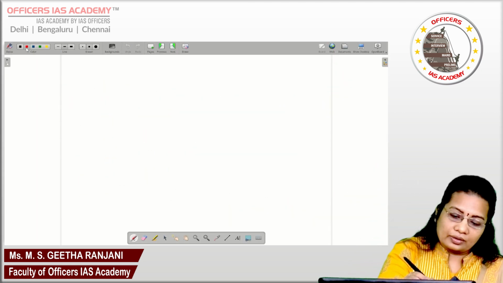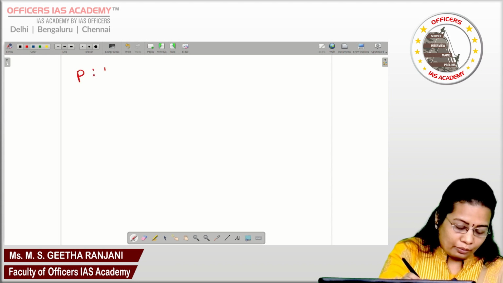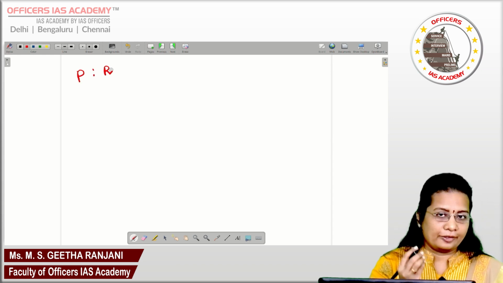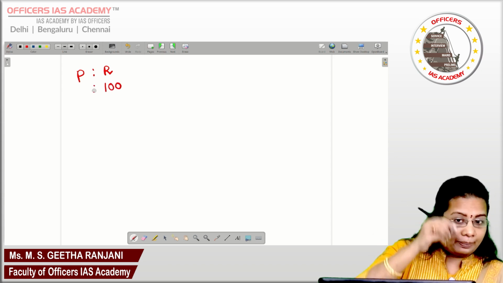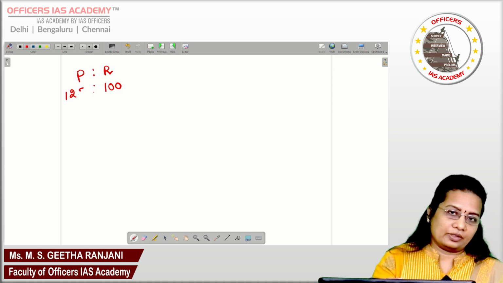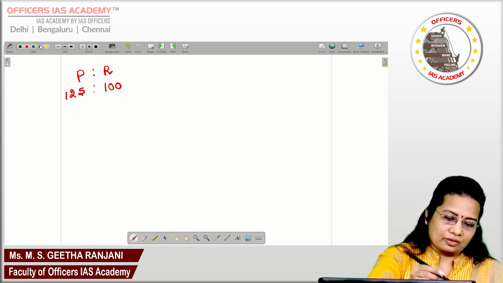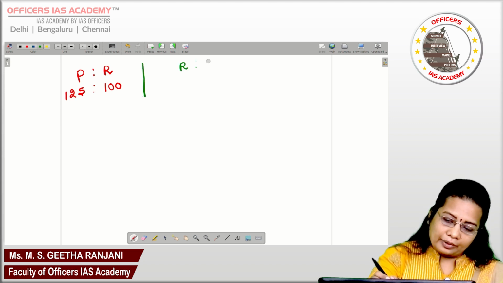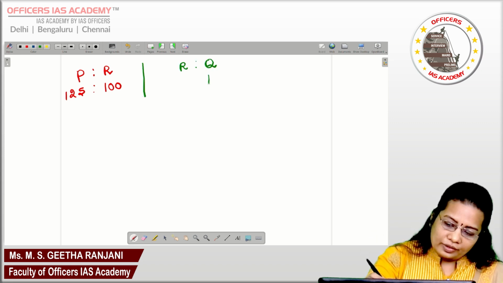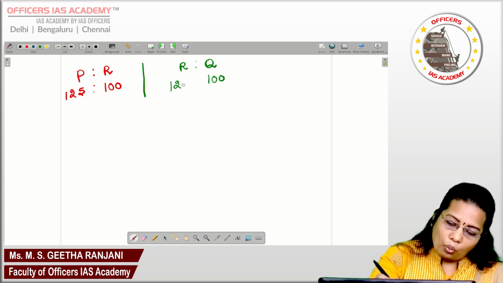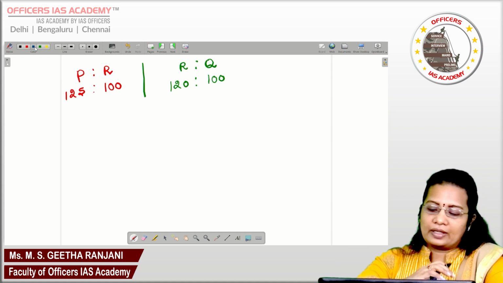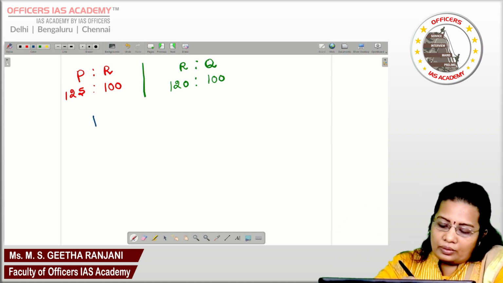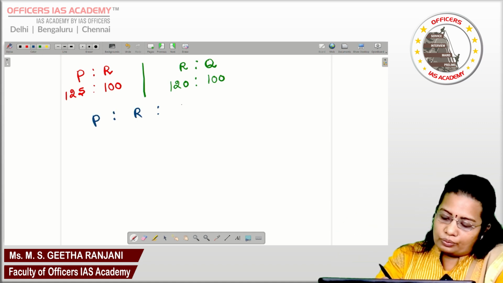So given is P is 25% more than R. So let me write in terms of the ratio. If R is 100%, then P is 25% more. So P will become 125%. For ratio, the percentage gets cancelled. No need to write it. Just put the values itself. The next one, R is 20% more than Q. So when Q is 100, then R is going to be 120. Let me write like this. Now I want to take the combined ratio of P, R and Q.